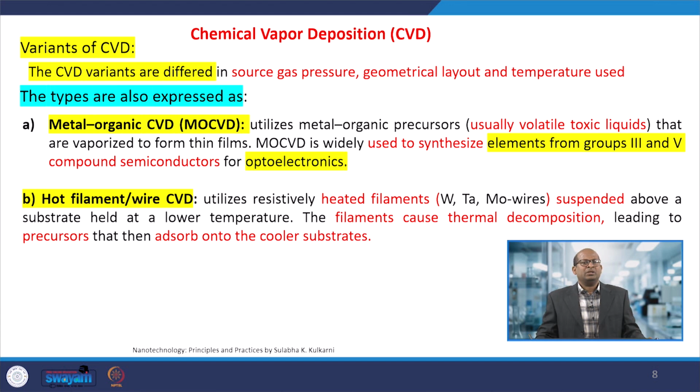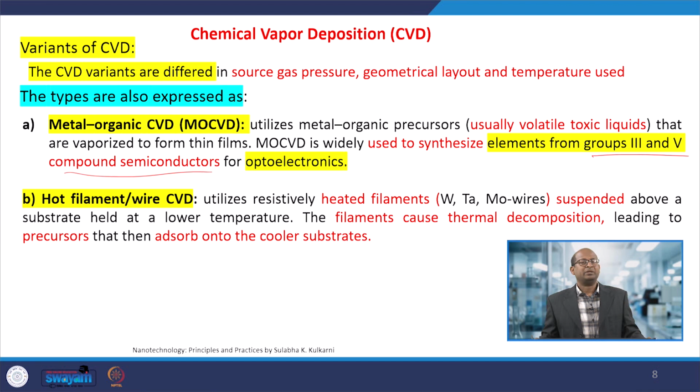Apart from that, we can also categorize CVD as metal organic CVD, where volatile toxic liquids may be used as precursors. It is usually used to synthesize group 3 and group 5 compounds for semiconductors, and is applied in optoelectronics. So in that case, metal organic CVD can be used.